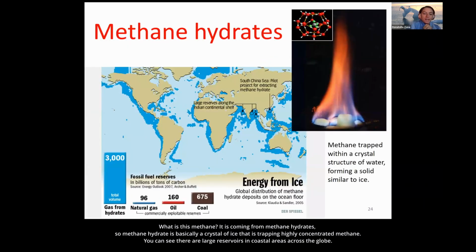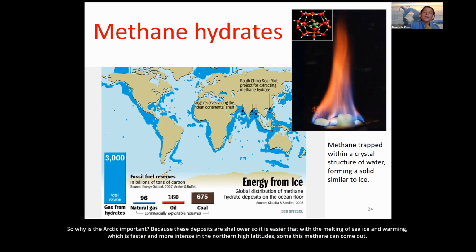Now, what is this methane? It's actually coming from methane hydrates. A methane hydrate is basically a crystal of ice that is trapping highly concentrated methane. You can see there are large reservoirs on the coastal areas across the globe. So why is the Arctic important? Because these deposits are shallower. So it's easier, with the melting of the sea ice and warming, which is faster and more intense in the northern high latitudes, for some of this methane to come out.